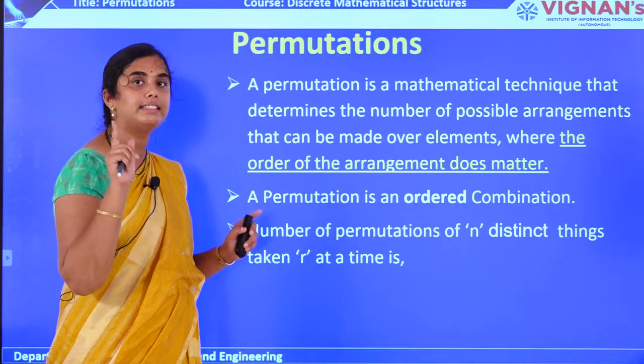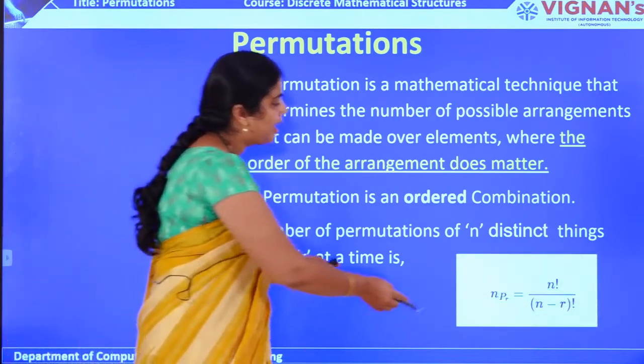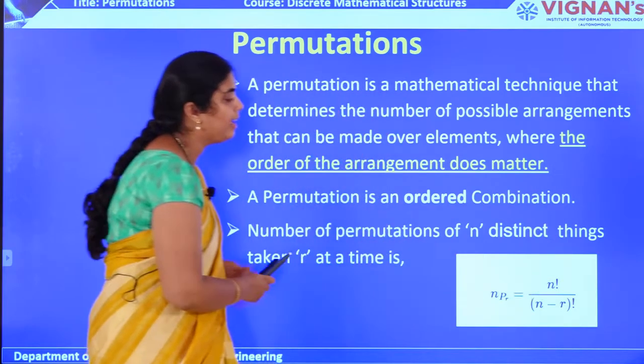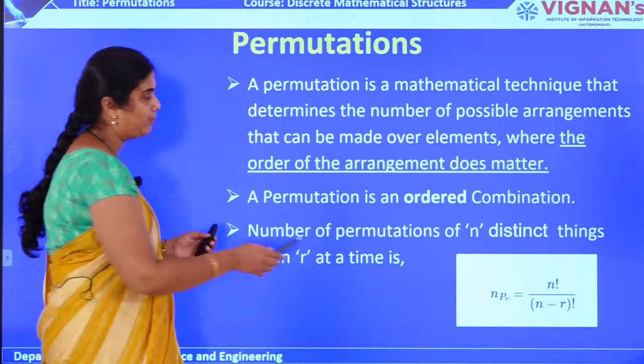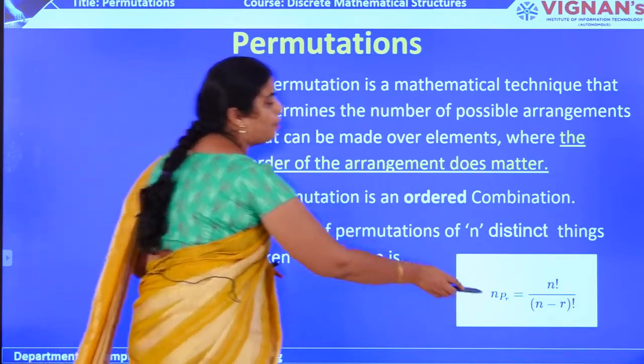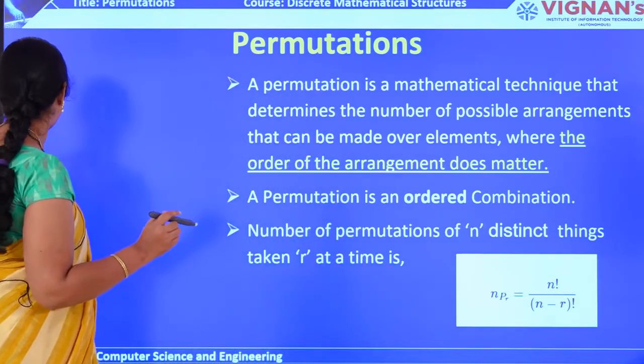So by observing a series of events, the scientists derived a formula which is nPr equal to n factorial divided by (n minus r) factorial. Over here n is the number of elements and r is how many elements you are taking at a time. See, I will explain through an example.